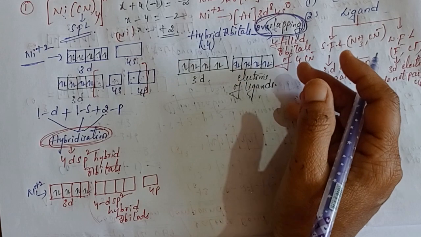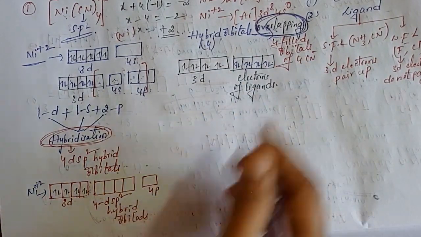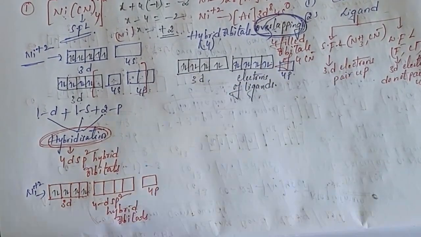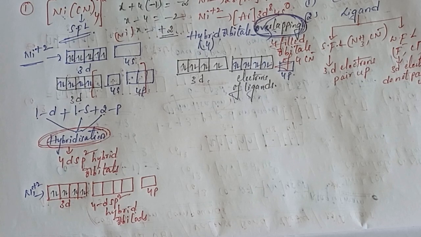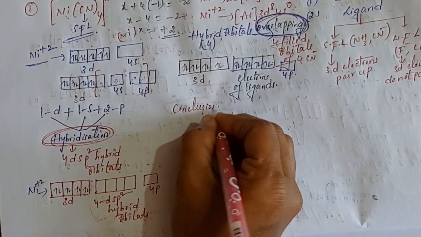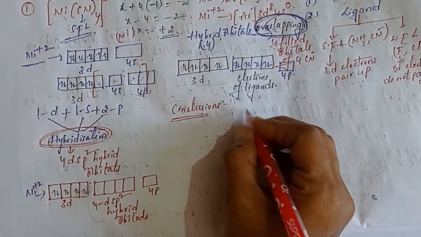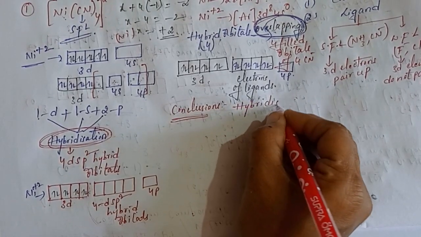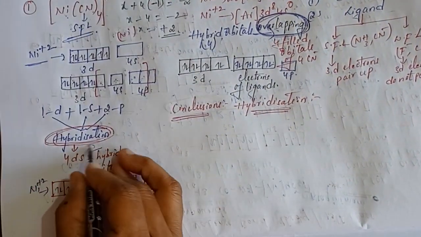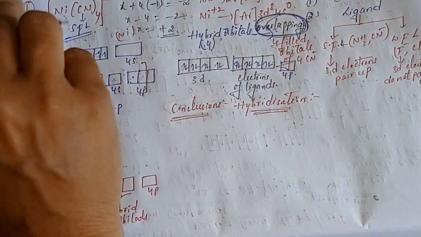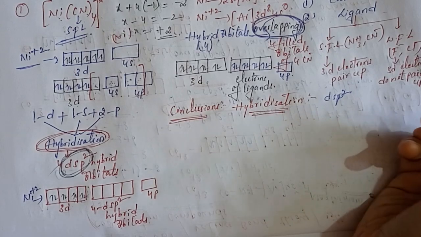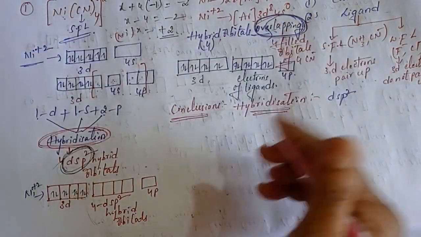This 4p, no need to write, students. Directly you can, no need to write, or if you write also, no problem. I am taking this 4p also as it is. Okay, completed. Now we have to write the conclusion, students. What are the conclusions? See here. First one, hybridization. Tell me, students, what is the hybridization here? dsp2 hybridization. This only, dsp2.